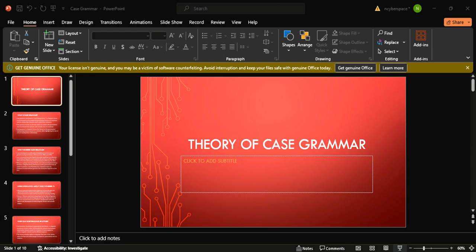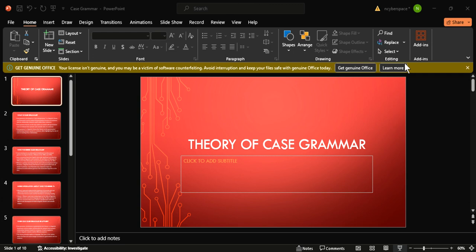Now, here are some of the definitive examples of case grammar. One is the agent. The agent is the entity that performs an action in a sentence. Example: John kicked the ball. So, who is the entity that performed the action in the sentence? It was John.